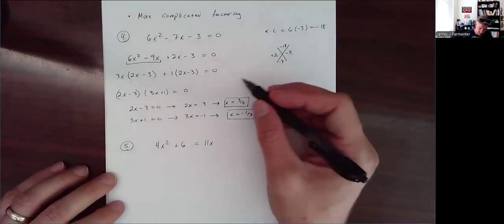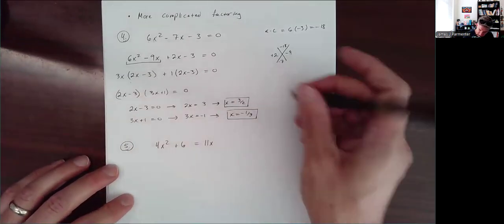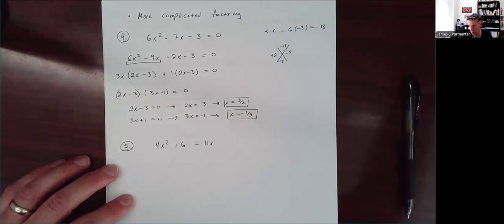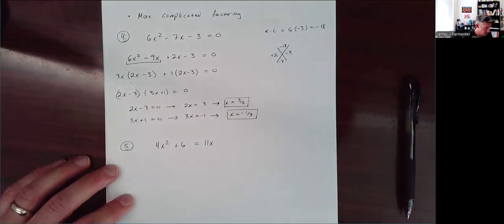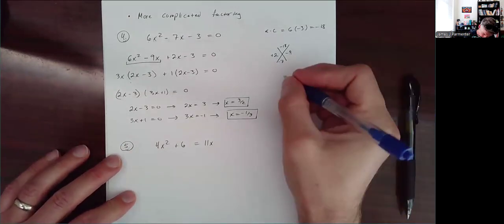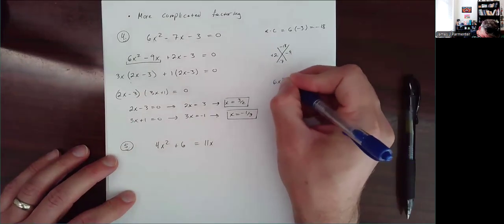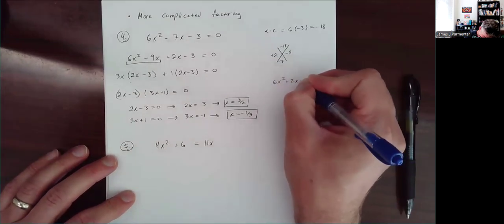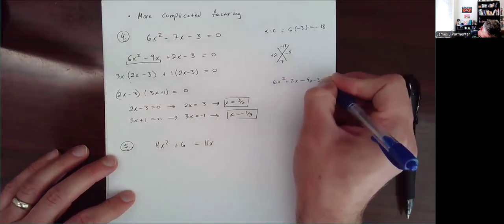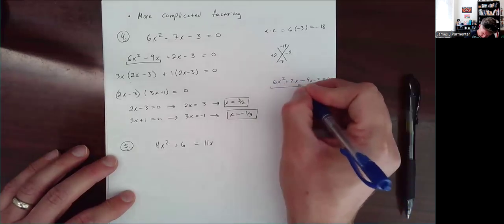I will also mention here that you could have gone the other way, right? If I instead decided to go 6x squared plus 2x minus 9x minus 3 equal to 0, I can still factor by grouping.